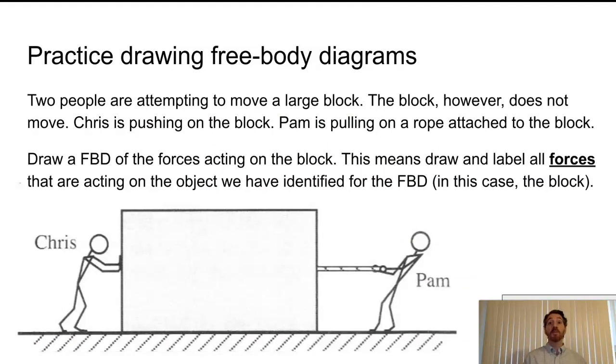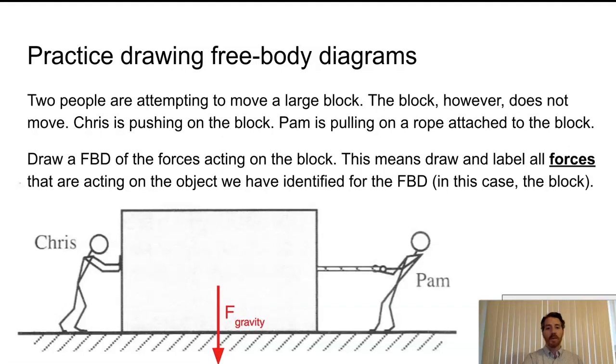We have two people attempting to move a large block. The block is not moving. Chris is pushing the block. Pam is pulling on a rope attached to the block. I want to identify all the forces that are acting on the block and label them. So the first one I would put is, as usual, a downward attraction by the Earth. It is a gravitational attraction.